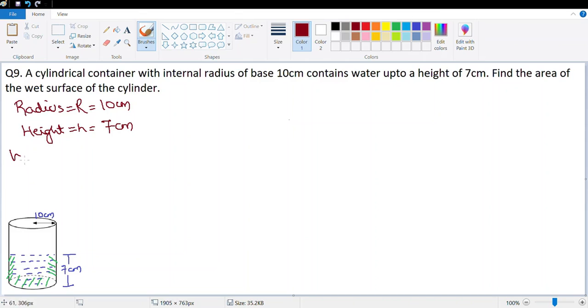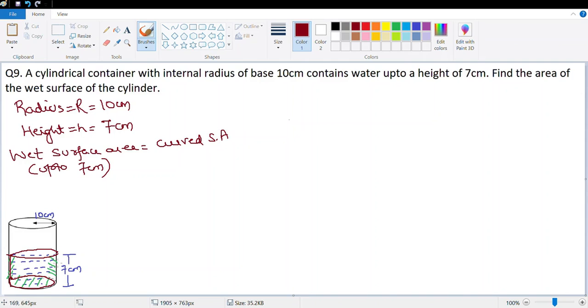So wet surface area would be equal to curved surface area up to 7 centimeter of the cylinder, which is basically we're looking at a mini cylinder inside this big cylinder, which is of the height 7 centimeter. So this is basically the area that we need to calculate. So curved surface area plus area of base. Now curved surface area is given by the formula 2 pi rh and area of the base would be pi r square. We can substitute values and see what we get.